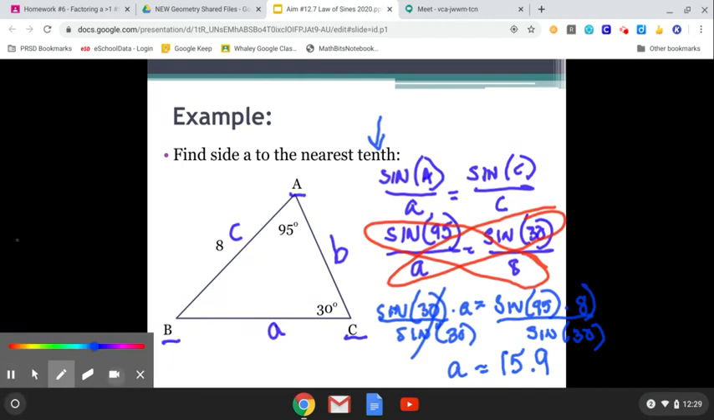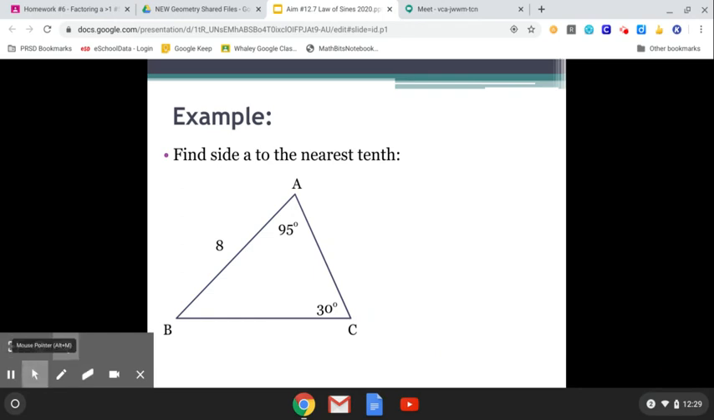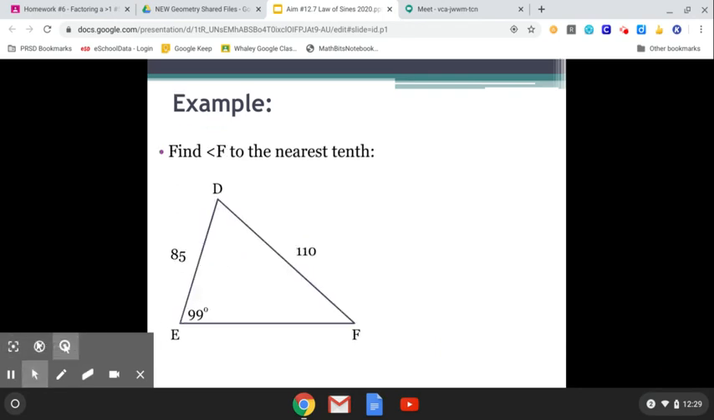Okay, I'm going to clear off my screen here, and moving into the one where we now have to find a missing angle. This is triangle DEF. So like we did in the last one, I'm going to label my sides. There's E, here's F, here's D. So it looks like we have E and F that we're going to be dealing with in this problem.